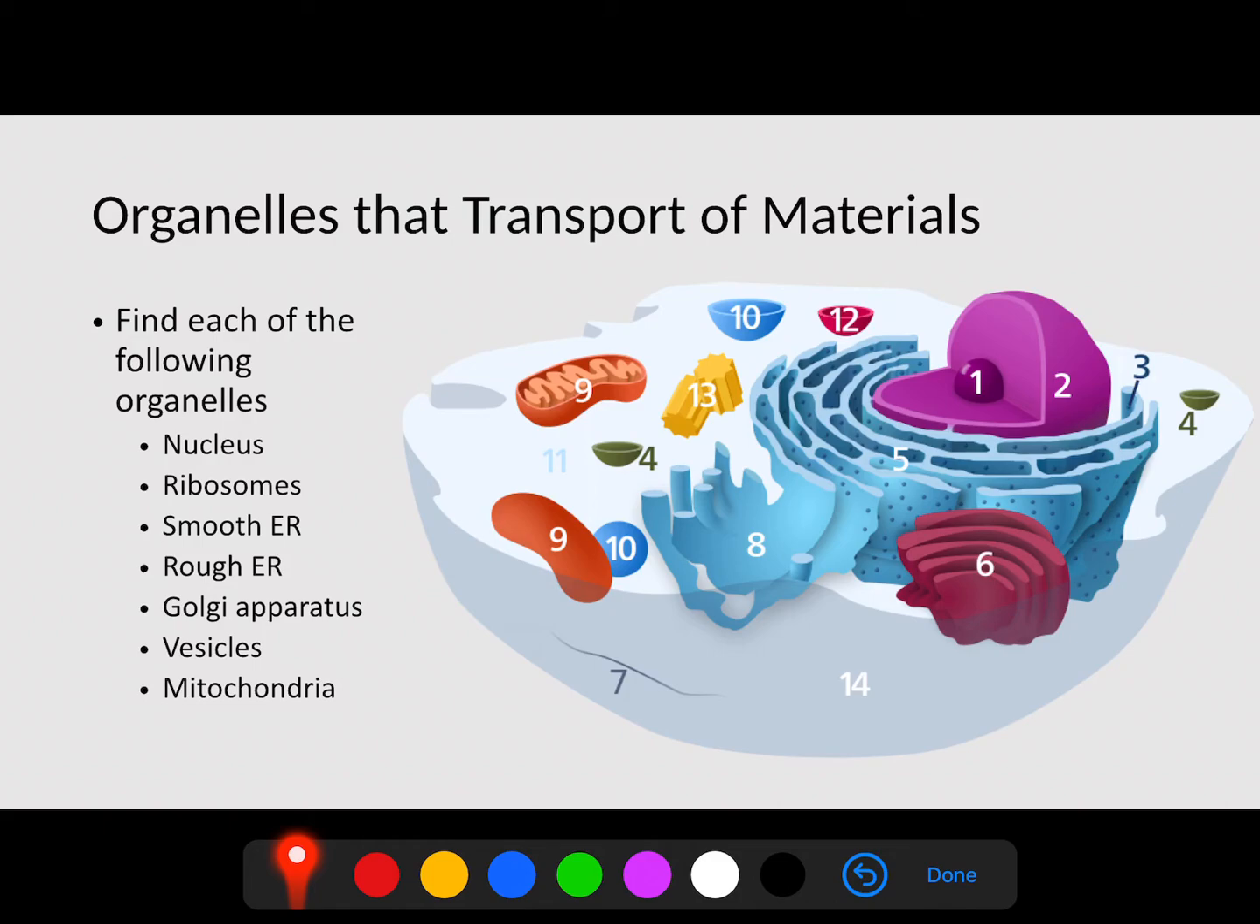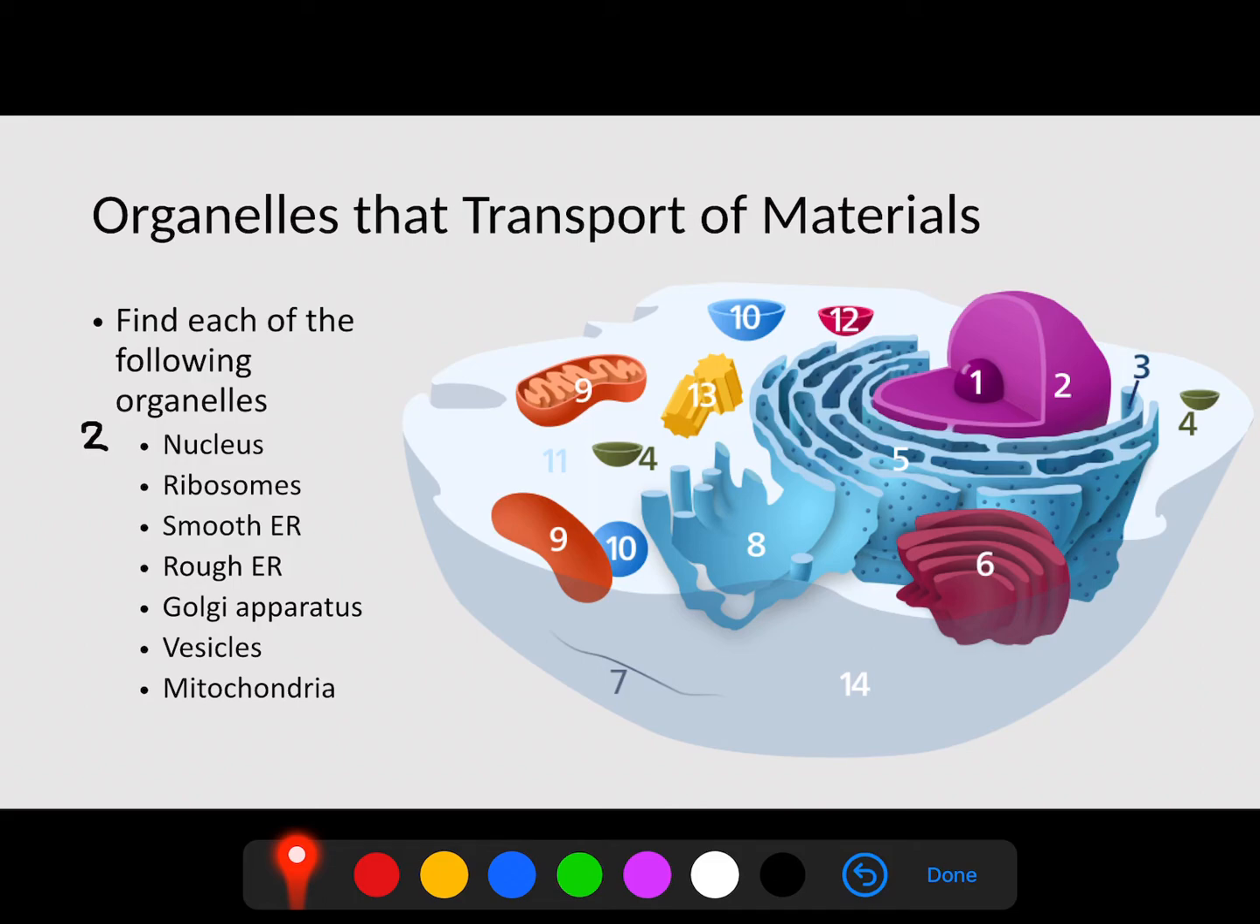Now, organelles are really important when we're talking about cells, and it's really important to remember each one of these. So what we want to do is find each one of these inside of this structure right here. So our nucleus would be number 2. That would be located right here. Again, this is where our DNA is stored inside of the cell and what controls everything about us.